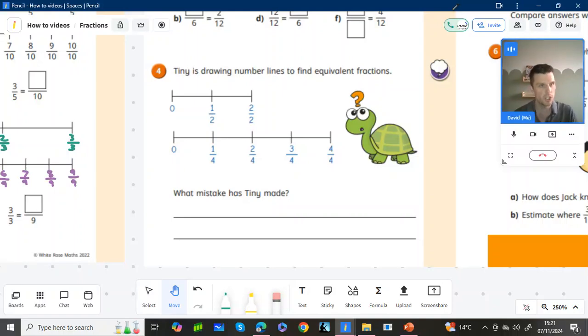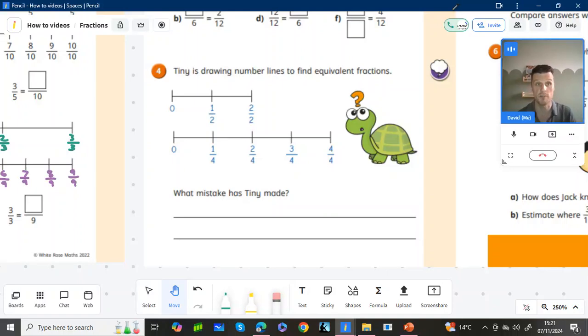So we've just covered what happens if you get your number lines the wrong way round. Tiny, the turtle, has been drawing number lines to find equivalent fractions. Pause the video here to think, what mistake has Tiny made?